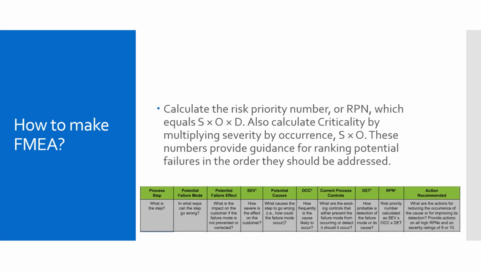Step 13. Calculate the risk priority number, or RPN, which equals S times O times D. Also calculate criticality by multiplying severity by occurrence, S times O. These numbers provide guidance for ranking potential failures in the order they should be addressed.